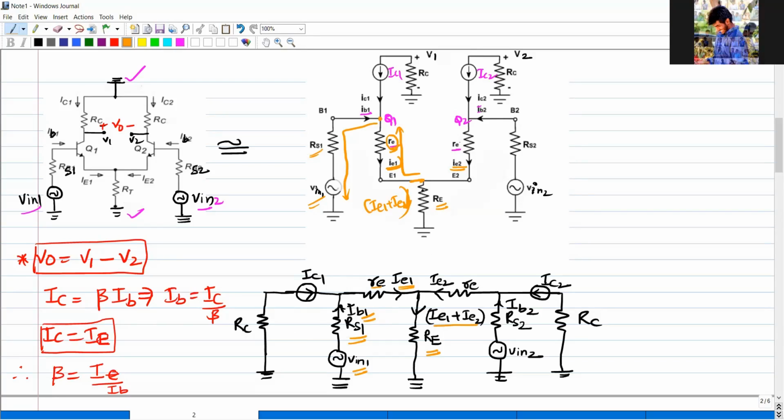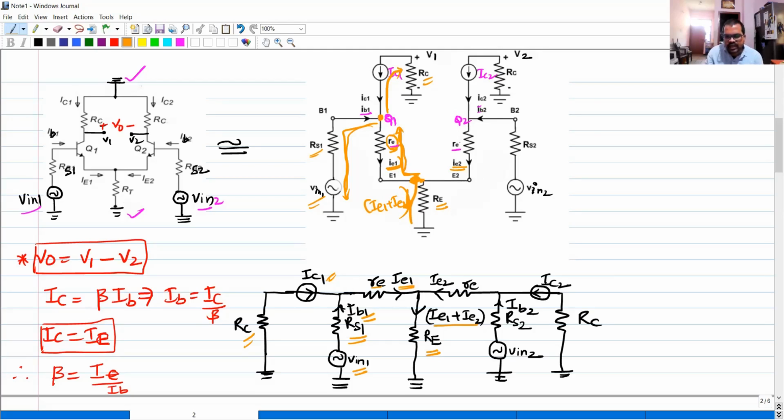We have started our journey from here. This is our first node, this is our second node, and this is our third node. Then at this point, I am moving towards this one. Tell me, what is here? IC1 current is flowing. What is the resistance here? RC. Current flowing is IC1 and resistance is RC. Right?